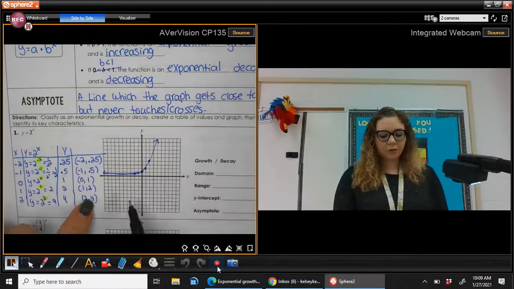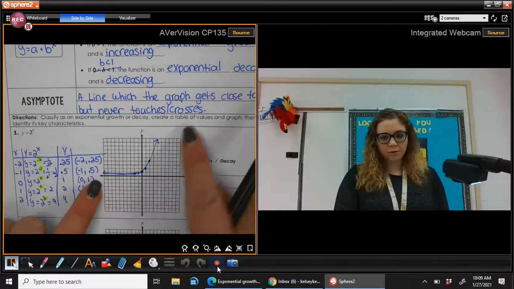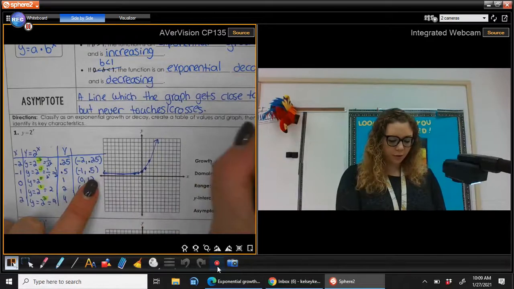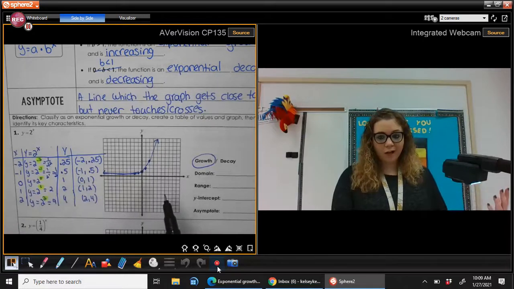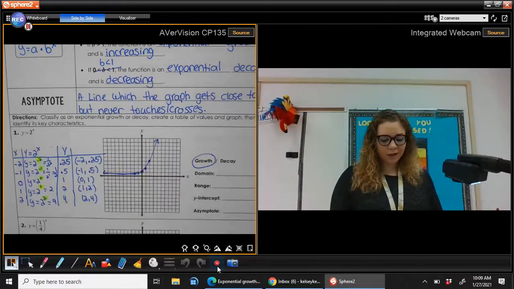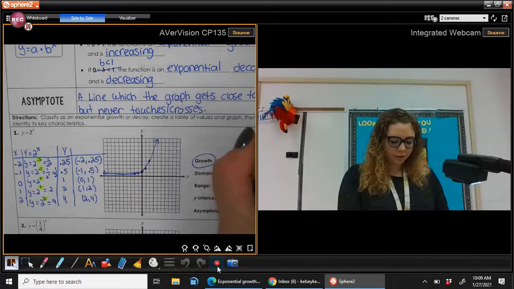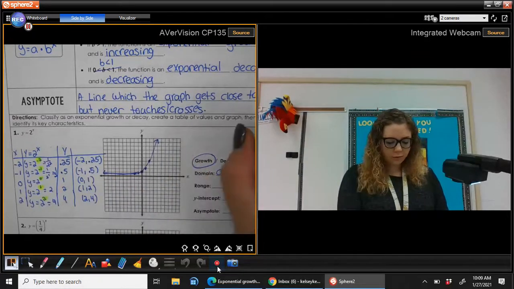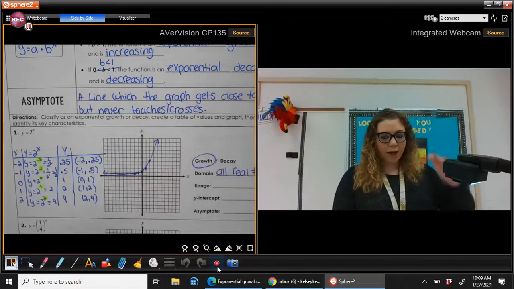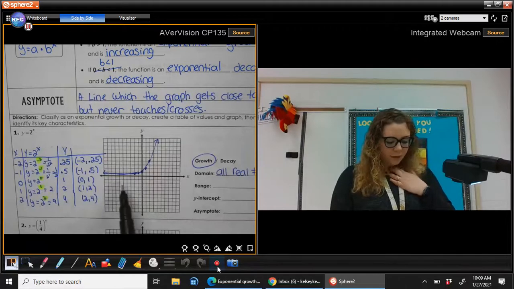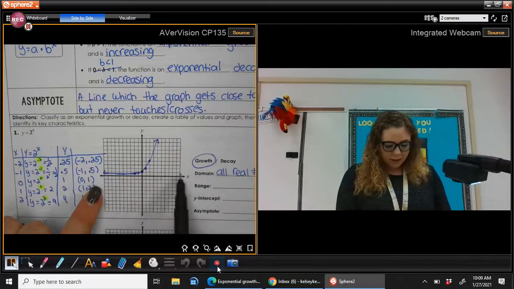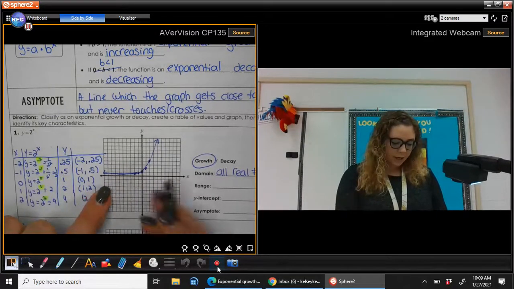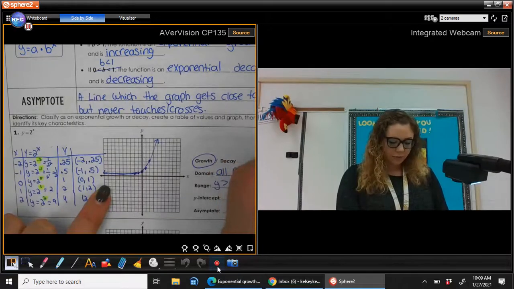So if you look at it and you read it from left to right, what am I doing? I am growing, so this is going to be a growth. My domain is how far left does the graph go, how far right does it go, looking at my x values. So my domain is going to be all real numbers because it keeps going. My range is how far up and how far down. If you look at it, it does not get to 0, so it stops when it gets to this line right here. So it's going to be all y values greater than 0.